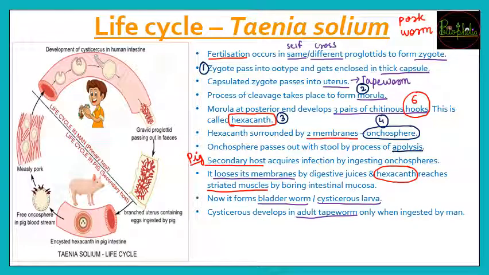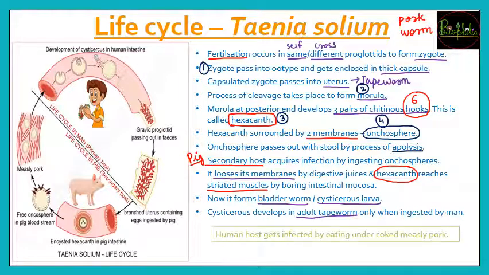So it is very important to remember that the human, that is the primary host, will only get infected with this particular Taenia solium because of uncooked or less cooked pork. अगर pork को अच्छे से cook नहीं किया है at the right temperature, then the human has high chances to get infected with this measly pork.